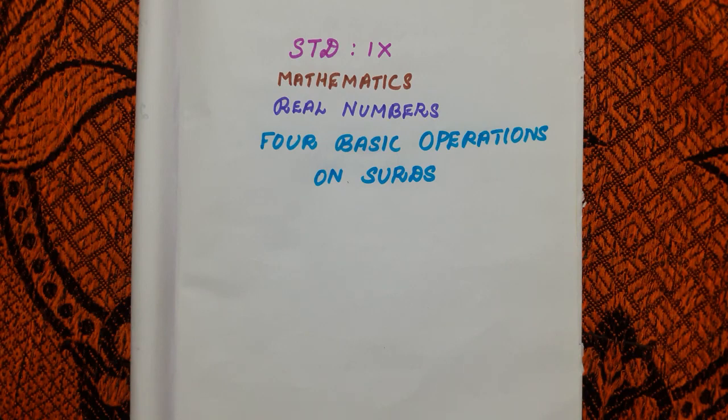In the previous class, you have learned real numbers. In the real numbers, I have explained 4 basic operations on zeros. Today also I am going to continue 4 basic operations on zeros.